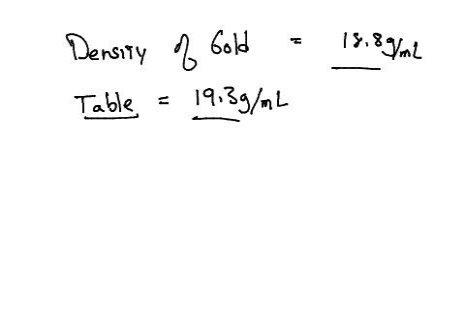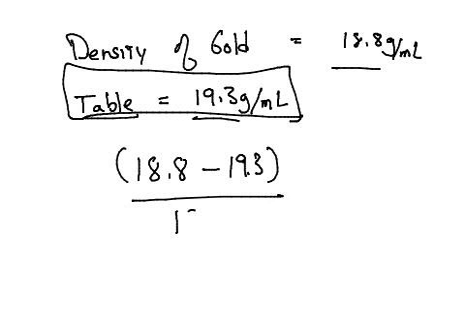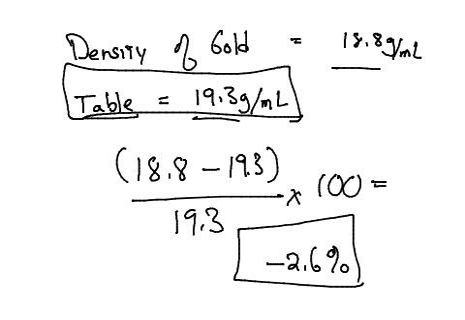So if I got 18.8, I did not get the correct answer. The accepted answer is 19.3. So I'm going to say 18.8 minus 19.3, in parentheses, divided by 19.3 times 100, and I get a whopping negative 2.6%. Now, why am I saying negative 2.6%? It's negative because your number is below the accepted value.